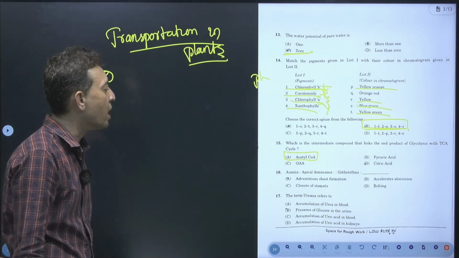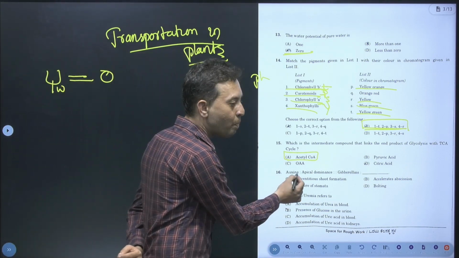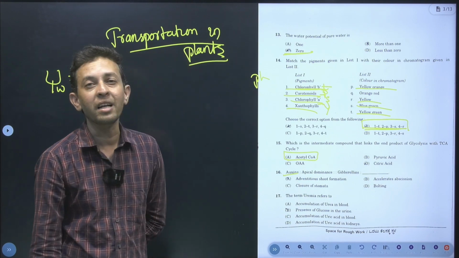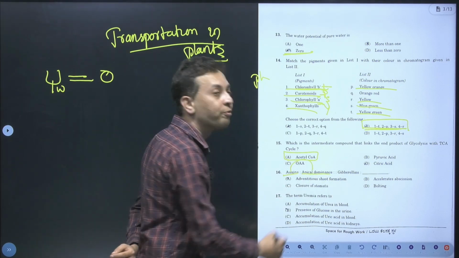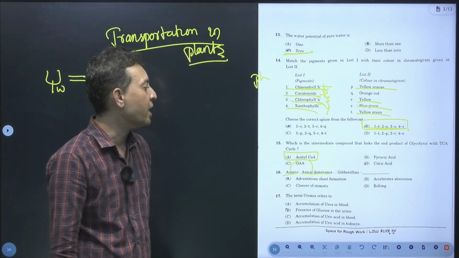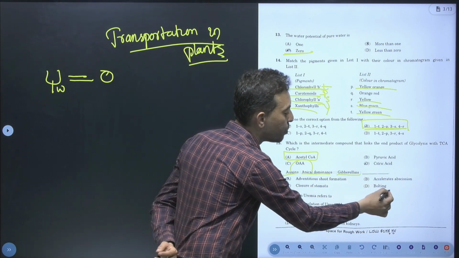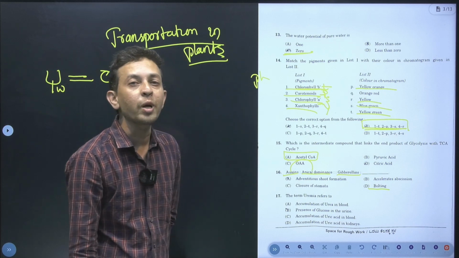The next one, here they have given plant hormones and their functions. Auxin, we all know, is responsible for apical dominance. Gibberellins are responsible for bolting. What do you mean by bolting?